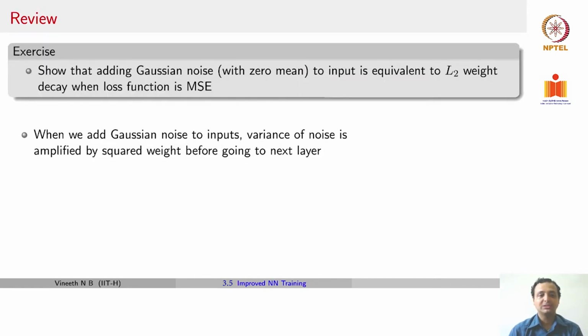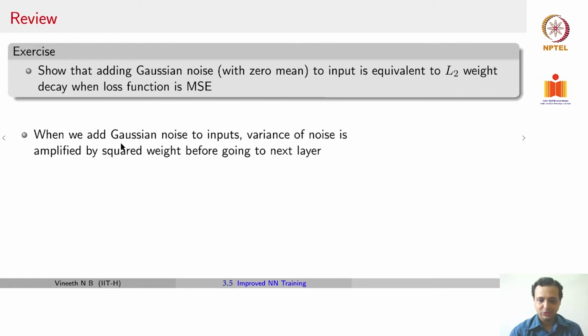Your exercise was to show that adding Gaussian noise with zero mean to the input is equivalent to L2 weight decay when your loss function is mean squared error. Hope you had a chance to work it out. Let's try to understand why this is the case.